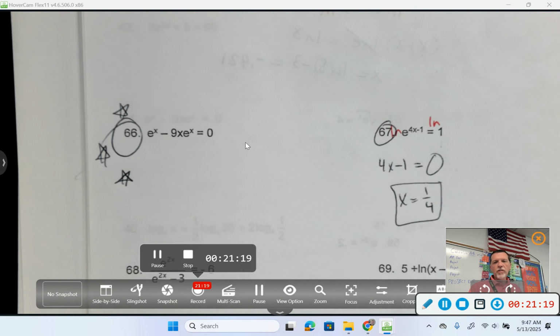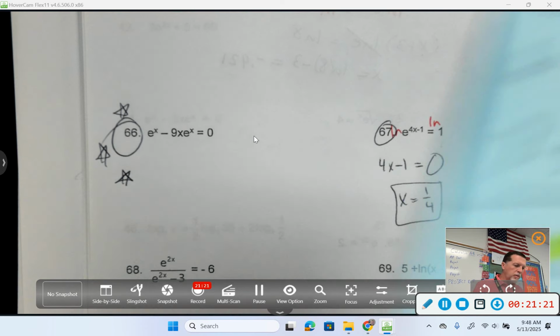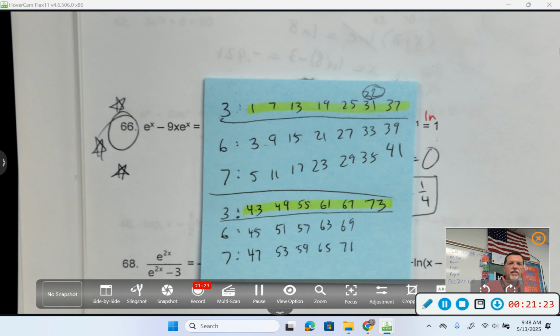Okay, so if you're watching the video and you want one of the other problems, there's the key. You can press pause and figure out which video you need to go watch.